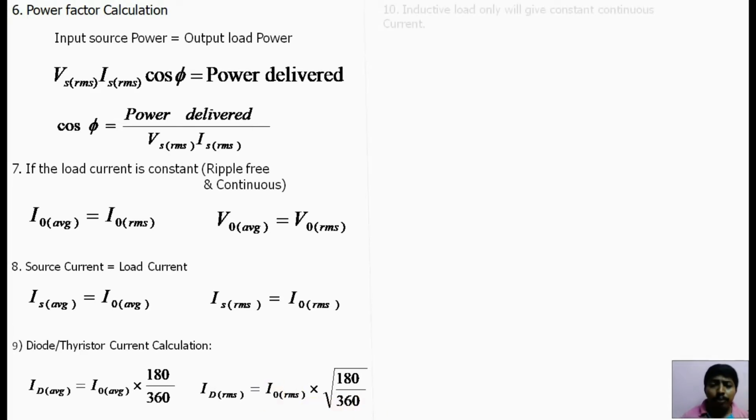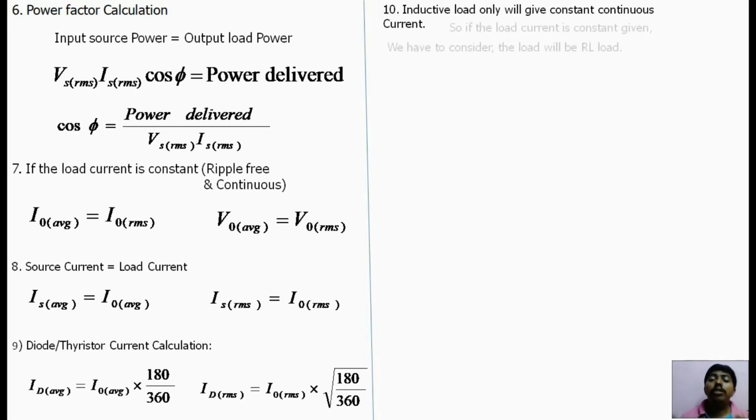The tenth formula: only an inductive load will give a constant continuous current. So if the load current is constant, we assume the load will be an RL load. If the type of load is not given, we have to use the R load formula.